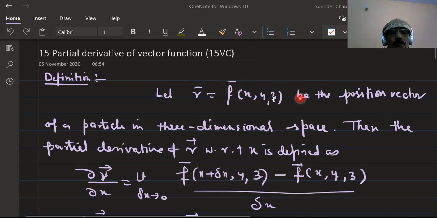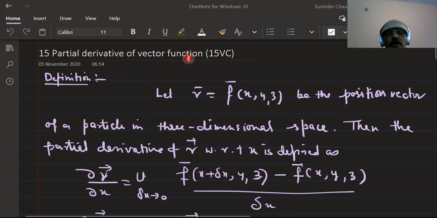The basic concept is the same. So let's generalize the derivative of a function of one variable to the derivative of a function of several variables. The number of variables can be more than 2, 3, 4, or any number, and we are generalizing the derivative of a function for more than one variable.